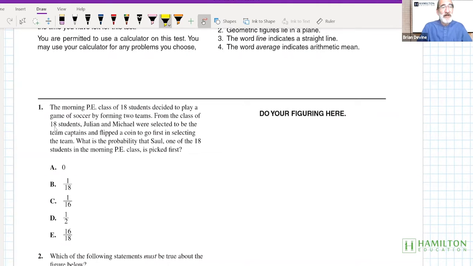Well, if we started out with 18 students and Julian and Michael were selected to be captains, that leaves us with 16 people from which to choose. And Saul would be one of those 16. So 1 out of the 16 left to choose from would be Saul's probability. C.